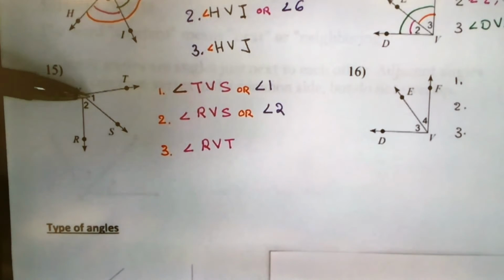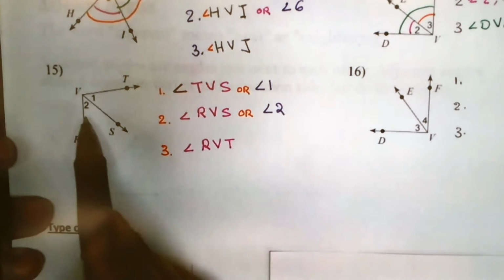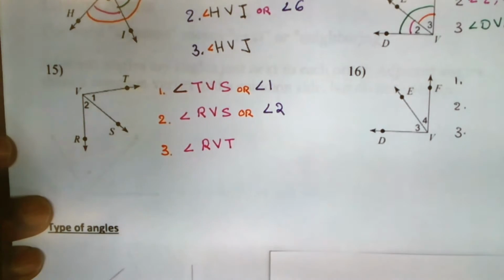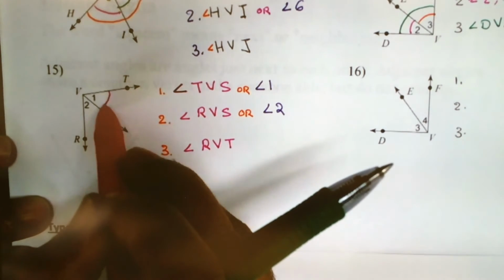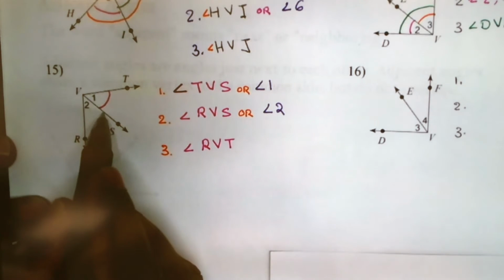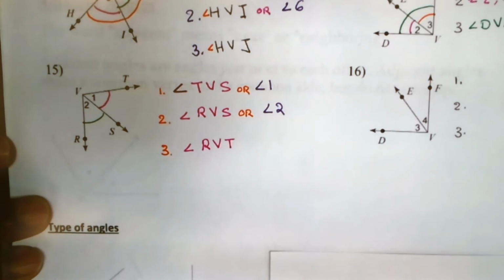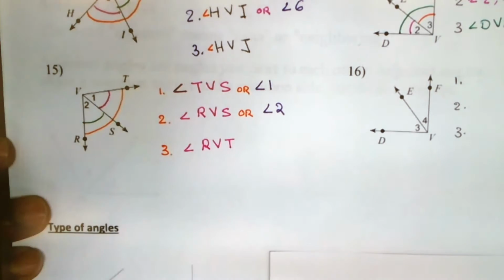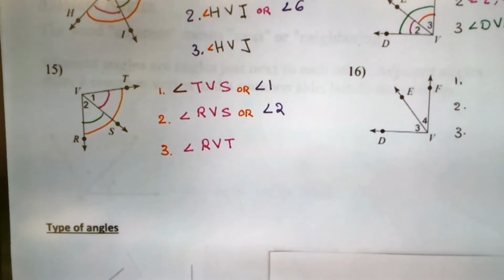So angle 1, or I can say angle TVS, this angle, or I could say angle 2, angle RVS, or I could say angle RVT. So there are 3 different angles. Since it is an easy one, we can move on to the next question.